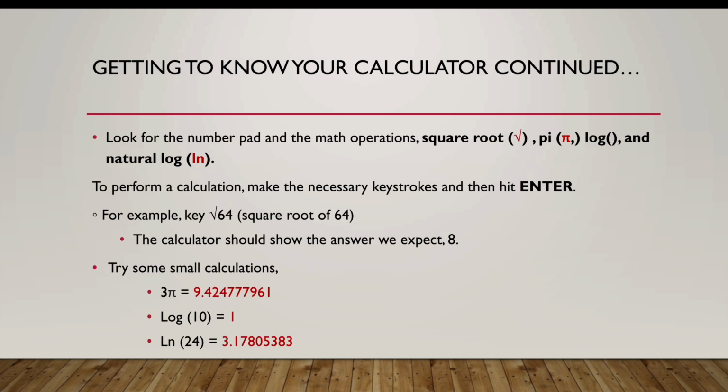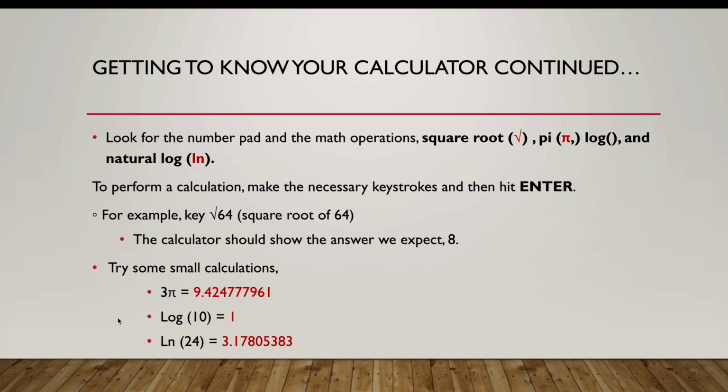Next, look for the number pad and the mathematical operations: square root, which kind of looks like a check mark, pi, which looks like this, log, and natural log, which is denoted with an ln. To perform the calculations, make the keystrokes and hit enter. For example, try to put in square root of 64. If you've done it correctly, it should give you 8 as your answer.